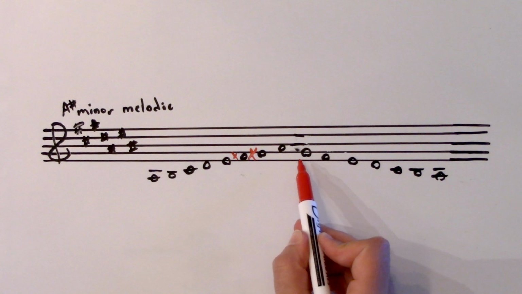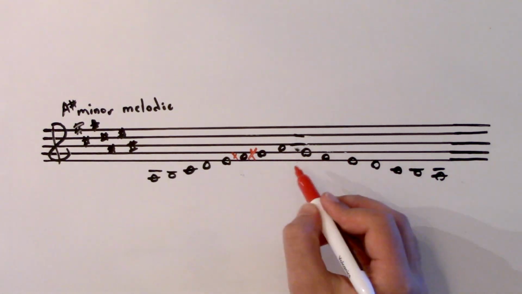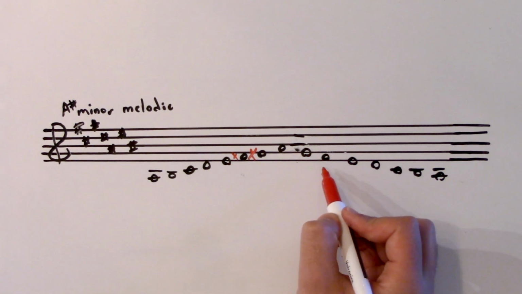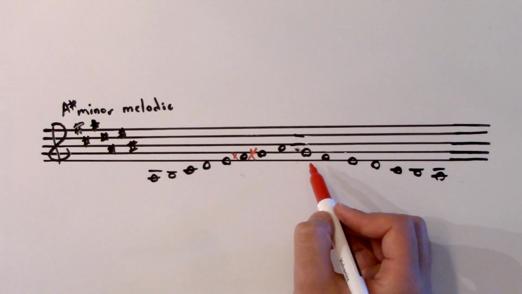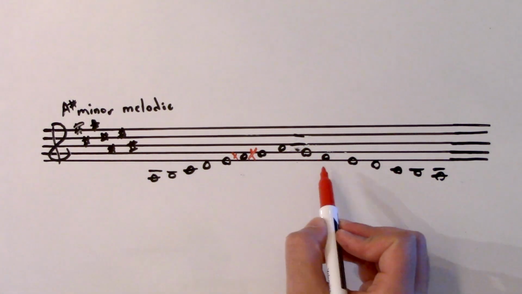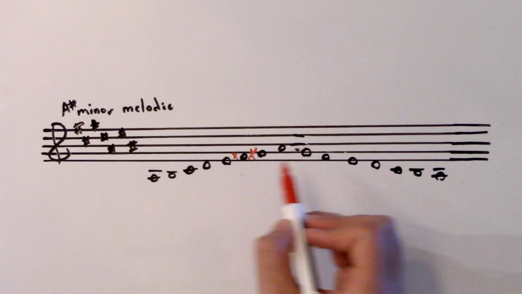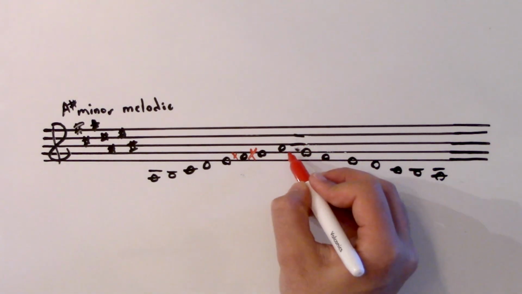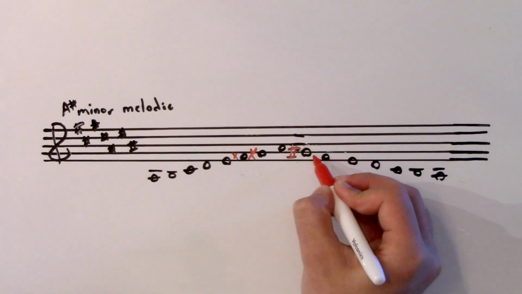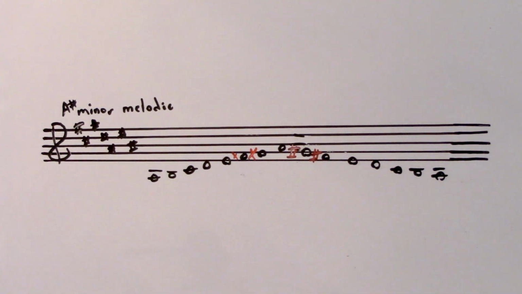Now, we have to lower them on the way back down. Do I put a natural sign here? No, they go back to the original, which was just regular sharps. So don't put natural signs there. It's just G sharp and F sharp, back to normal. And that is an A sharp minor melodic scale using double sharps.